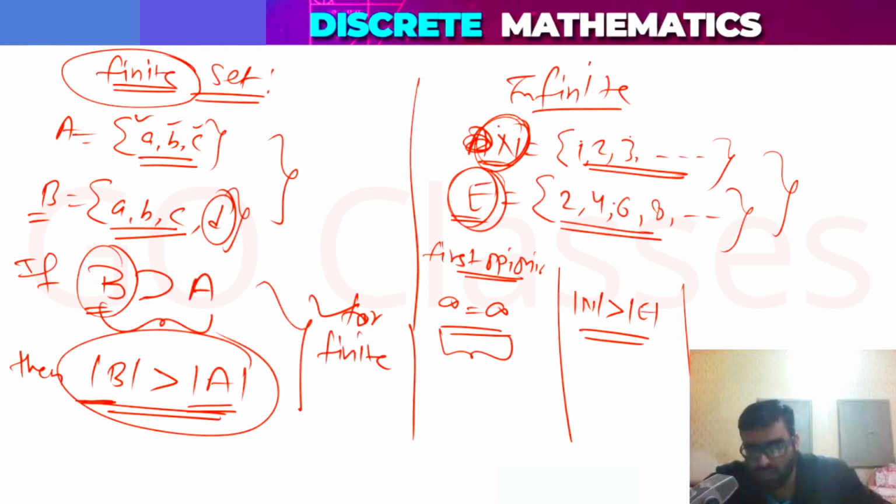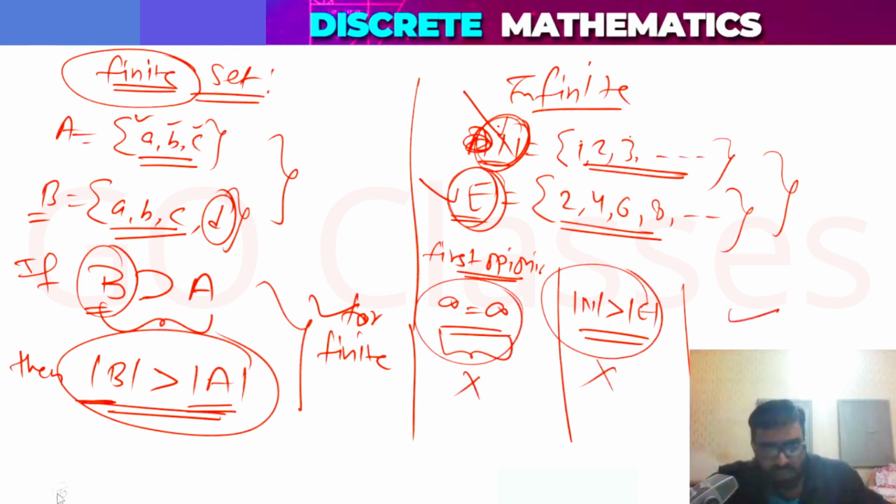Now I will prove it to you that the set of natural numbers has the same cardinality as the set of even natural numbers. So both the first opinion and the second opinion are incorrect. And what is the correct opinion? Just become illiterate. You are a very knowledgeable person, you have taken computer science, you have done BTech, but just become illiterate.